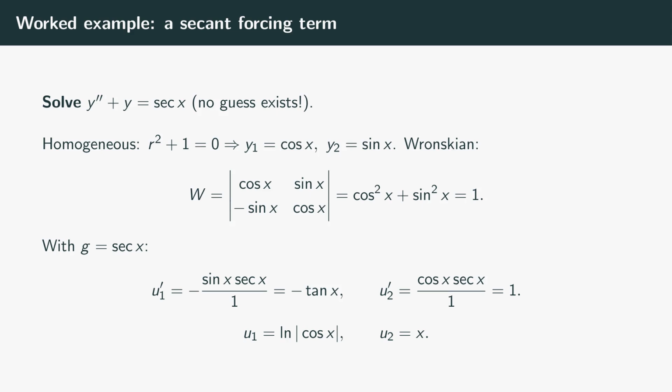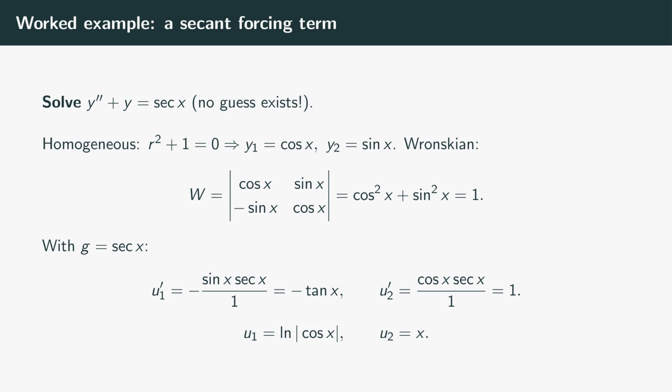Let's solve one that undetermined coefficients simply cannot touch. y double prime plus y equals secant x. There is no shape to guess for a secant, so variation of parameters is the only way in. First, the homogeneous solutions. The characteristic equation is r squared plus 1 equals 0, with roots plus and minus i, so y1 is cosine x and y2 is sine x. Now the Wronskian, the determinant with cosine x and sine x on top, and their derivatives negative sine x and cosine x below. That works out to cosine squared x plus sine squared x, which is just 1, a very friendly Wronskian. Our forcing g is secant x.